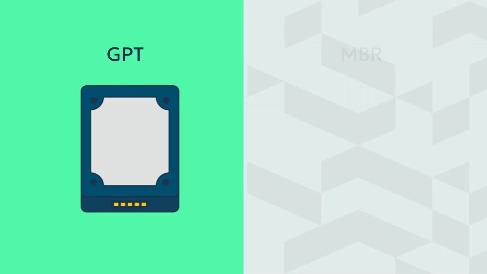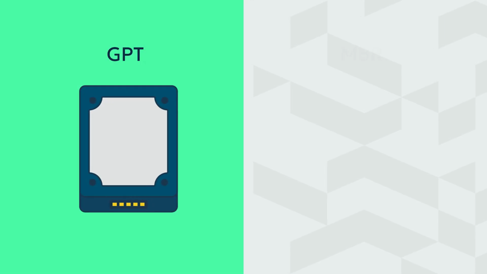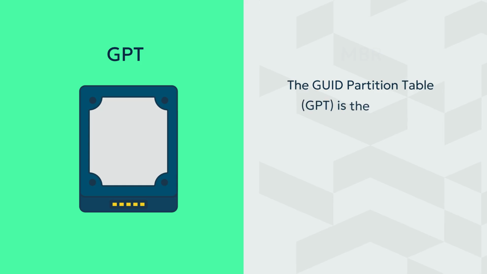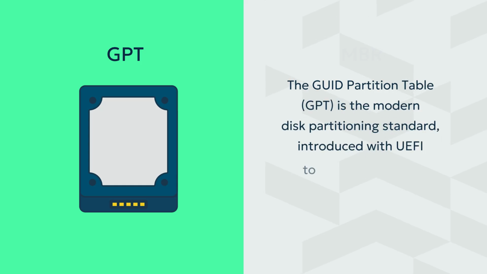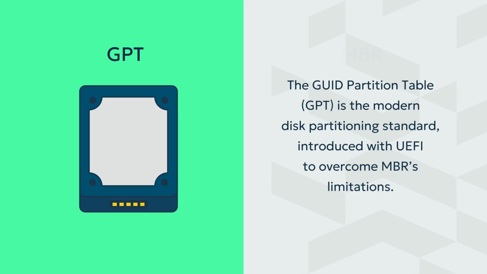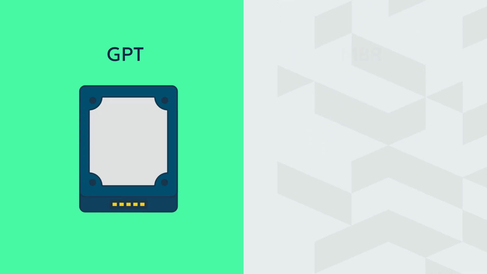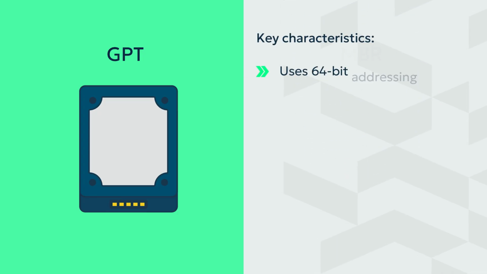The GUID Partition Table, or GPT, is the modern standard for disk partitioning. It was introduced as part of the UEFI specification to overcome MBR's limitations. Key characteristics: uses 64-bit addressing, theoretically supporting up to 9.4 zettabytes of storage.